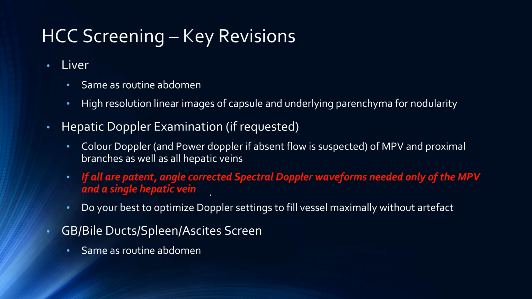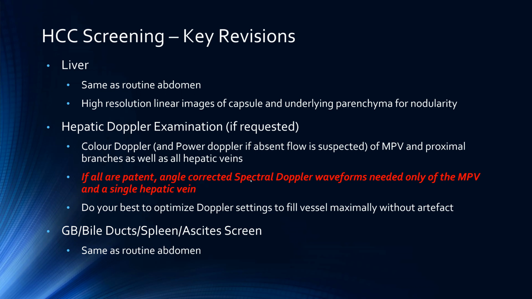But a bit of a change from what we've been doing historically. I think what I've set out in this protocol is that we can limit the number of spectral Doppler images being obtained to really only the main portal vein and a single hepatic vein. The other veins should be assessed with color Doppler to demonstrate patency and appropriate direction of flow.